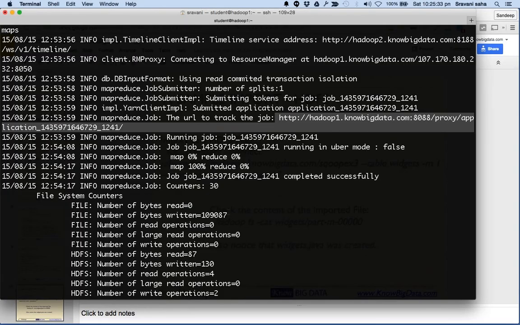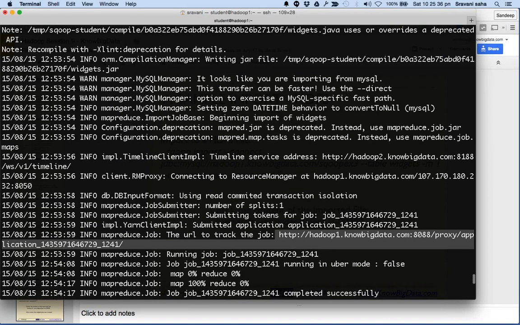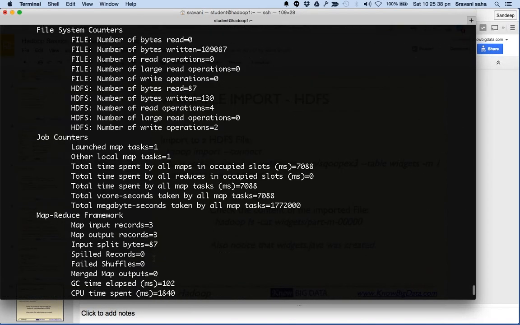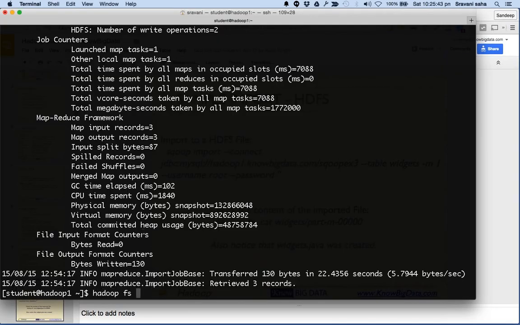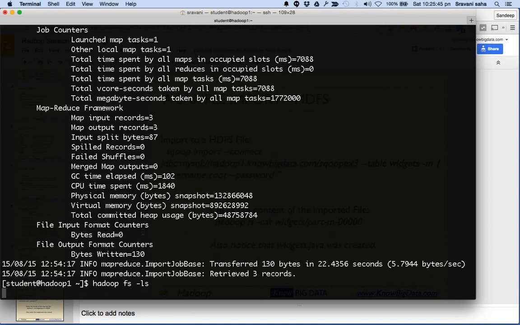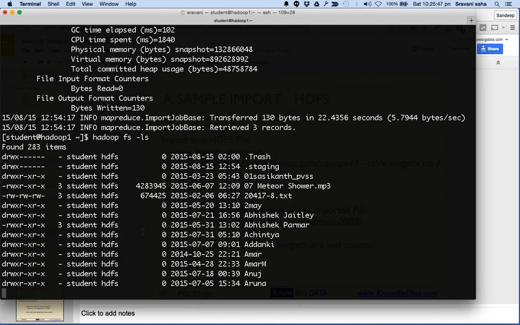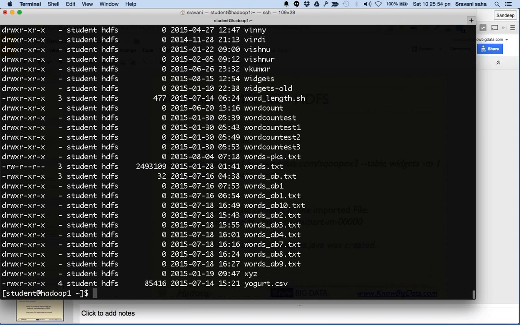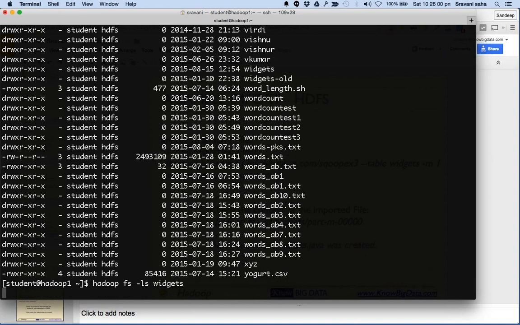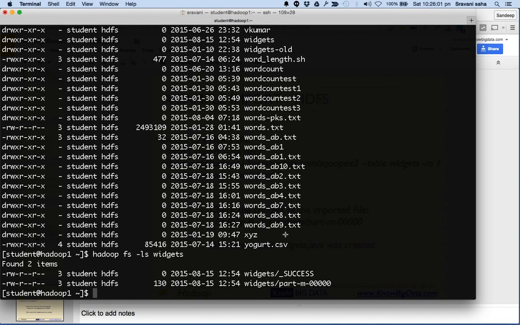So once you are done with this, it will create the file here in HDFS, and let's see if the file is there or not. We say Hadoop fs minus ls. You can see that the widgets folder has been created, and let me say fs minus ls widgets, and here is the path. So this is where our data has been imported.